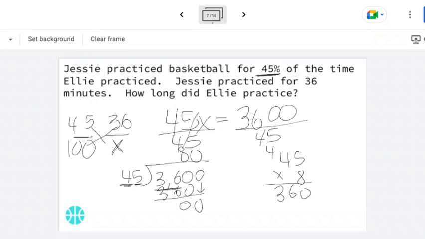So let's think if that seems reasonable. 45% is really close to 50%, or just down a little bit from half. So if I look at our 80 that we just found, half of 80 is 40. So this is a little under, and if this was 50%, that's a little under. So does our answer of 80 seem reasonable? Yes, it does.